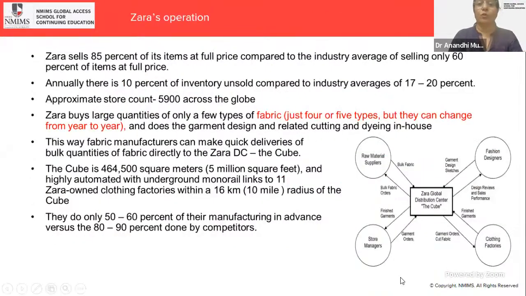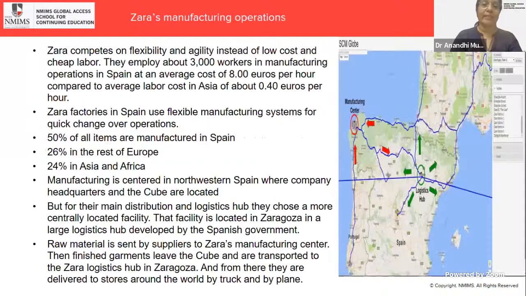And yeah, so this is the cube model that they designed. It is a global distribution center. They had their raw material suppliers closer by, fashion designers who are constantly updating Zara with the changes in customer preferences, and clothing factories, store managers. So all these were surrounded, and the cube was centrally located, having 360-degree access to all this. So this was helping them to a greater extent to minimize the lead time.